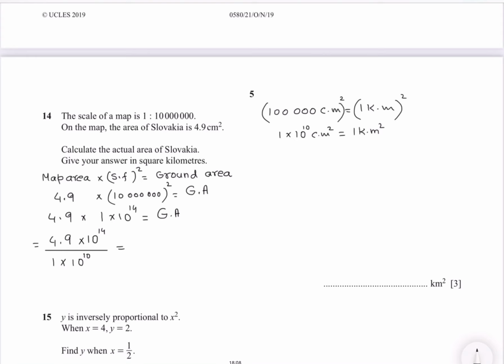So use your calculator. So your area is 49,000 kilometers square.